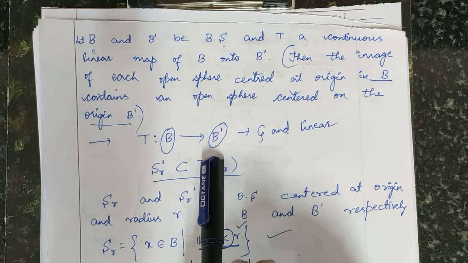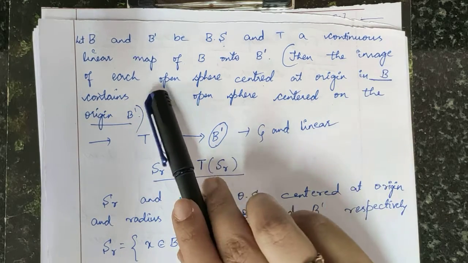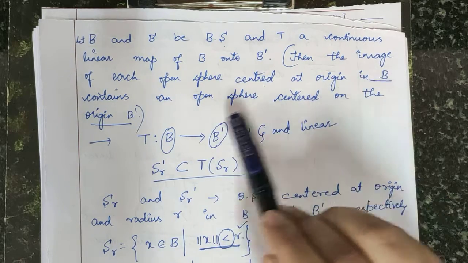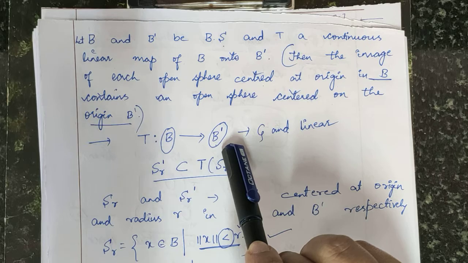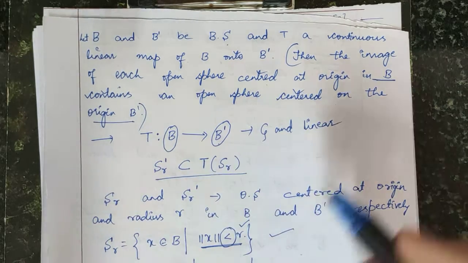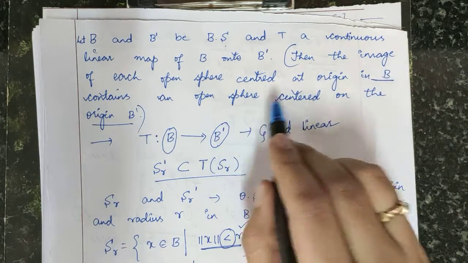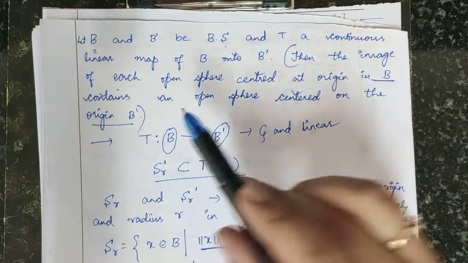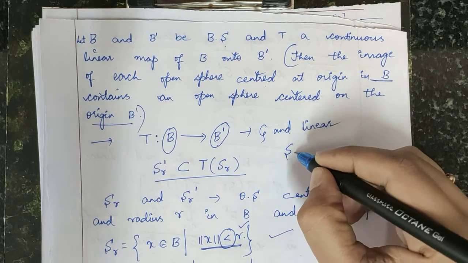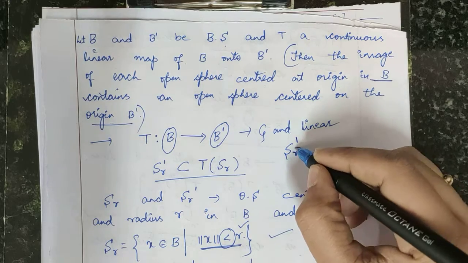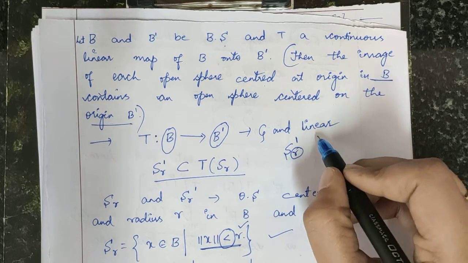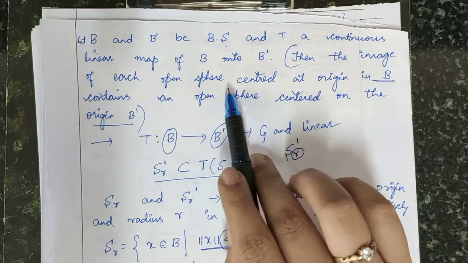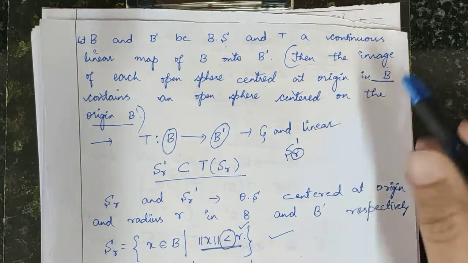Here B and B prime are your Banach spaces, right? So we have to prove that the image of each open sphere centered at origin in B contains an open sphere centered at the origin in B prime. That means we have to prove that the open sphere centered at the origin in B prime, which we denote as SR prime, where R is the radius of the open sphere, is contained in the image of each open sphere centered at origin in B.